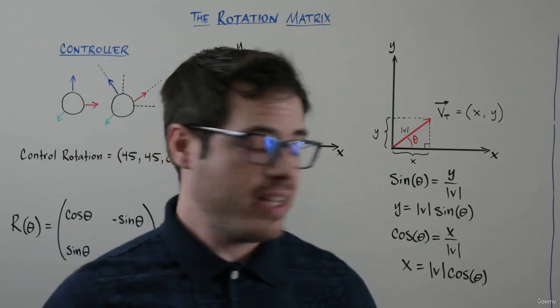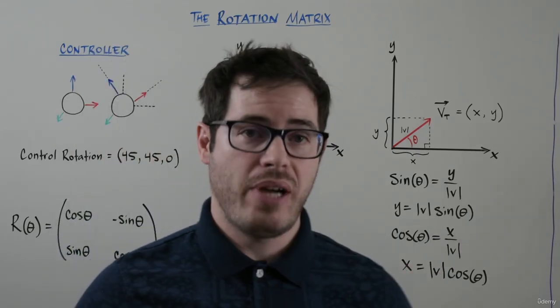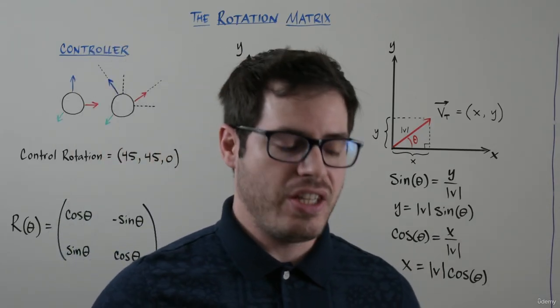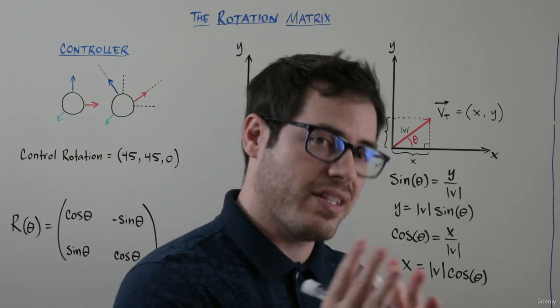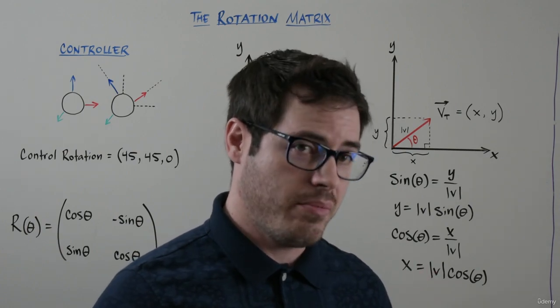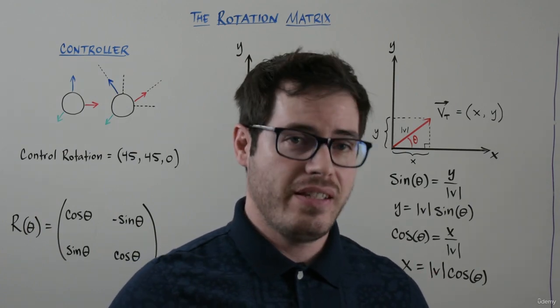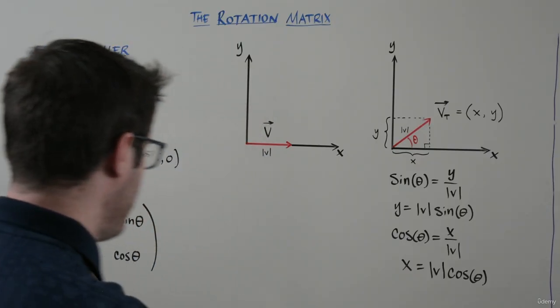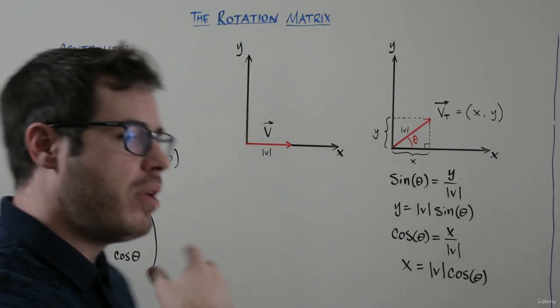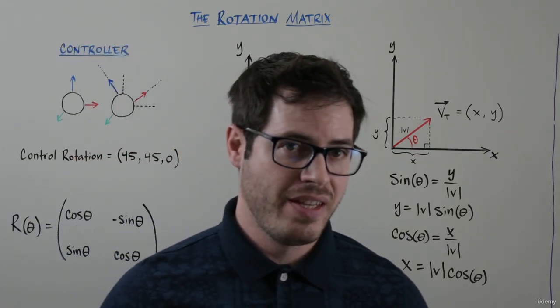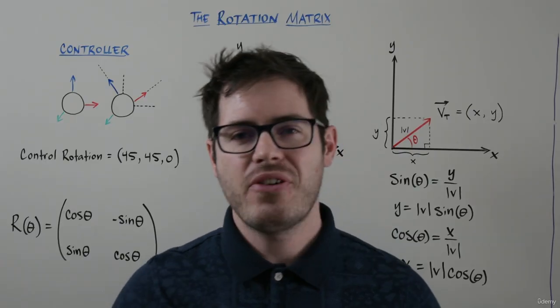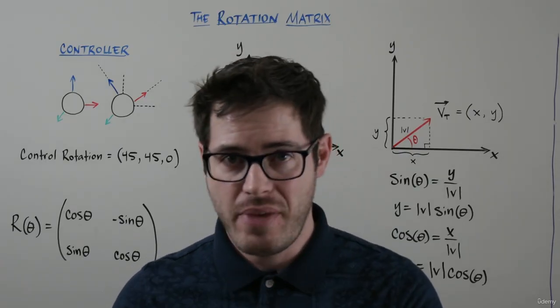And the way to get this result by taking some vector and using the rotation matrix to transform it by rotating it by some angle theta is as follows. We take the rotation matrix and we multiply it by a vector. Now, this might seem confusing. How do you multiply a vector by a matrix?